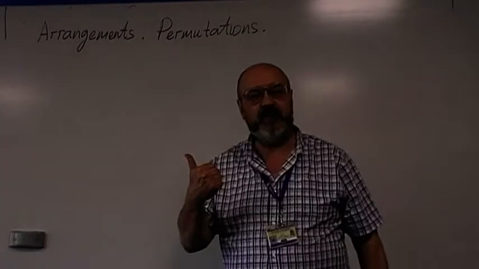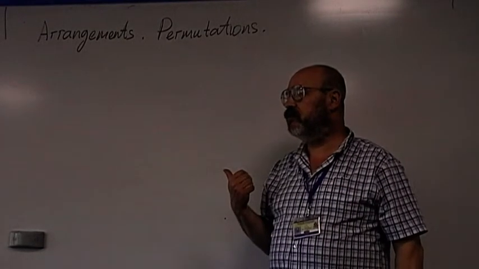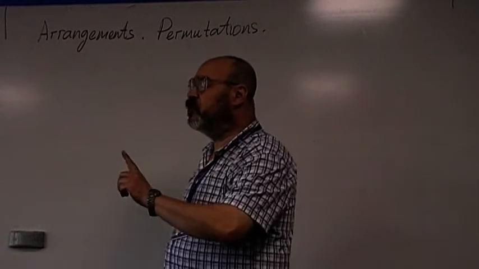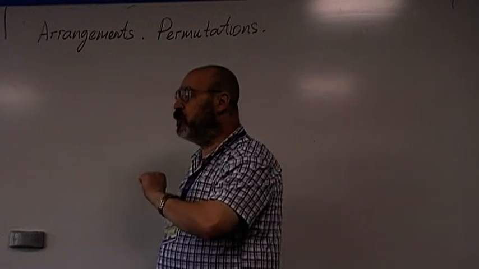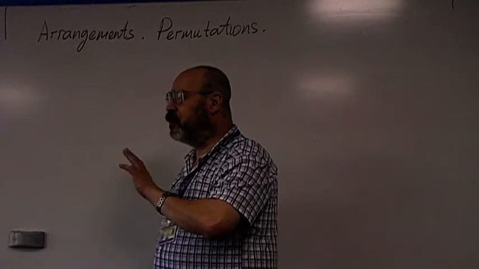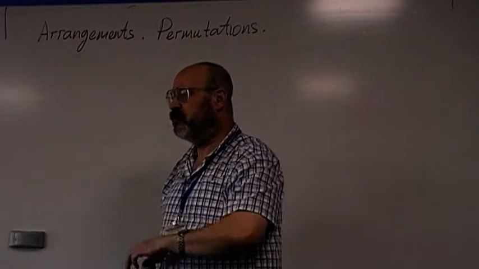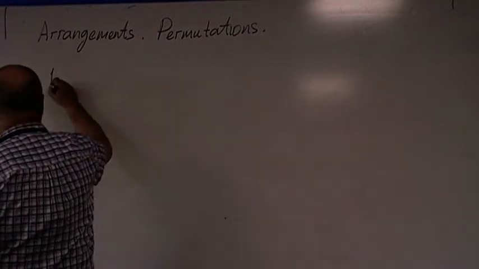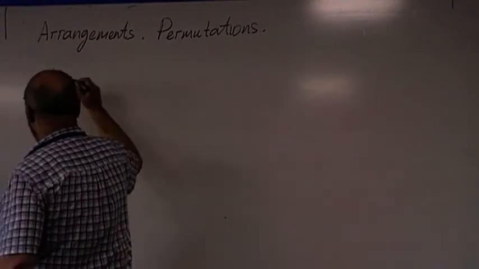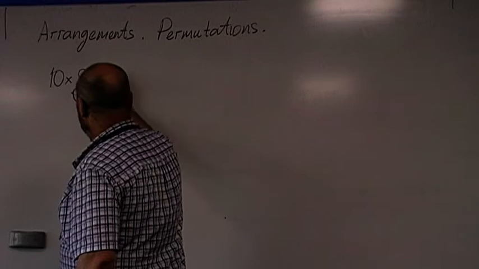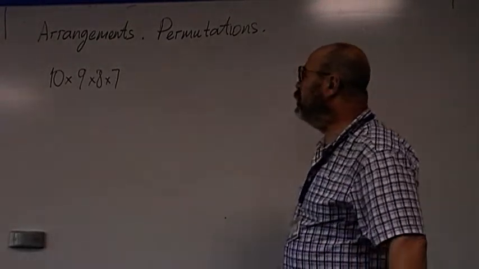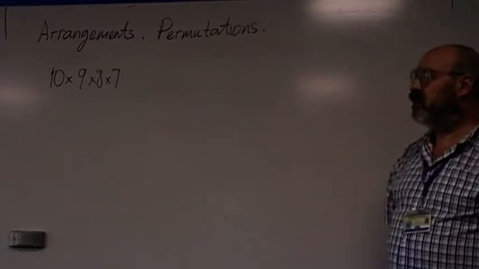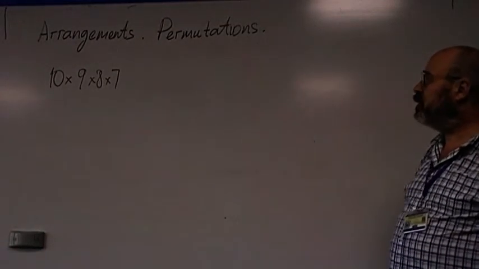For the first place, how many choices do we have? 10, if the condition is that digits cannot be repeated. So for the first we have 10, for the second we have 9, then 8, 7, 6, 5, 4, 3, 2. You can calculate it.